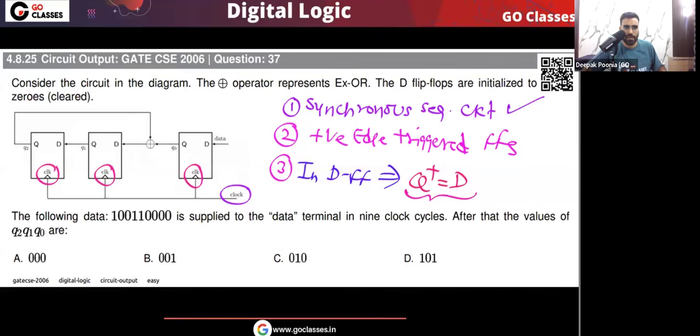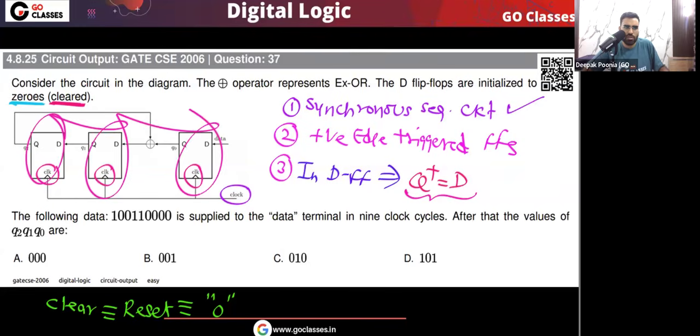Okay, so very simple. Now the question is saying that consider the circuit given in the diagram. This symbol means XOR. The D flip-flops are initialized to zeros. Clear simply means reset, and this simply means 0. So remember these words like clear, which is the same as reset. Initially the state of the circuit is 000, which means all the flip-flop outputs are 0.